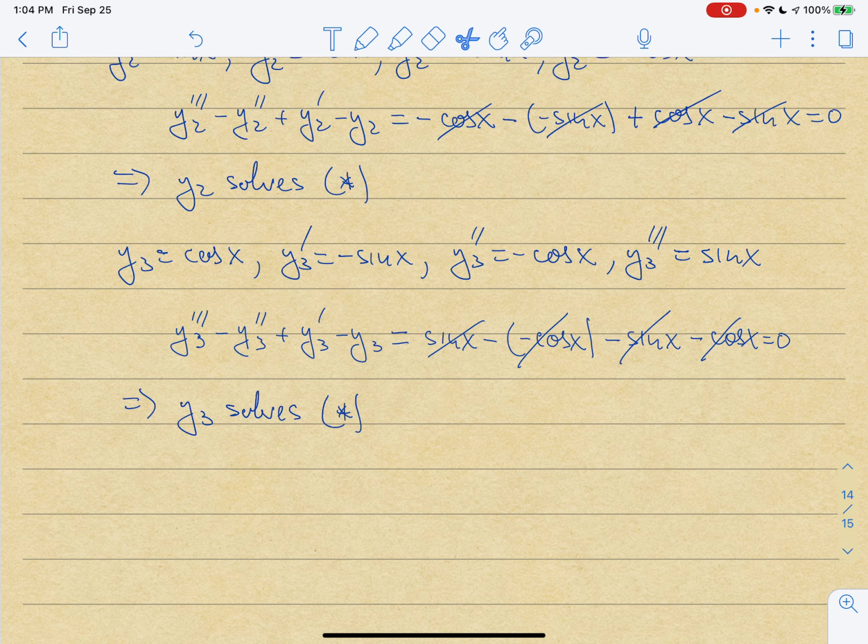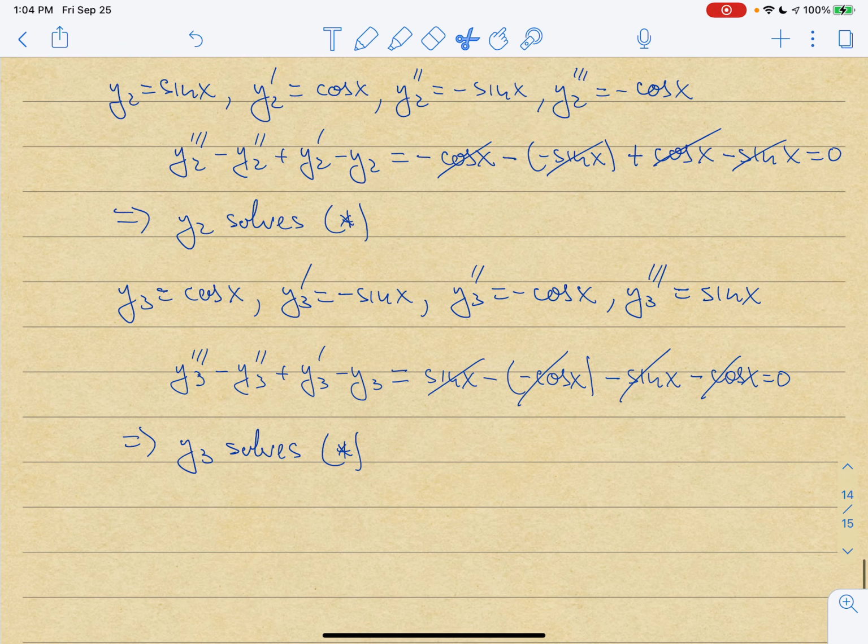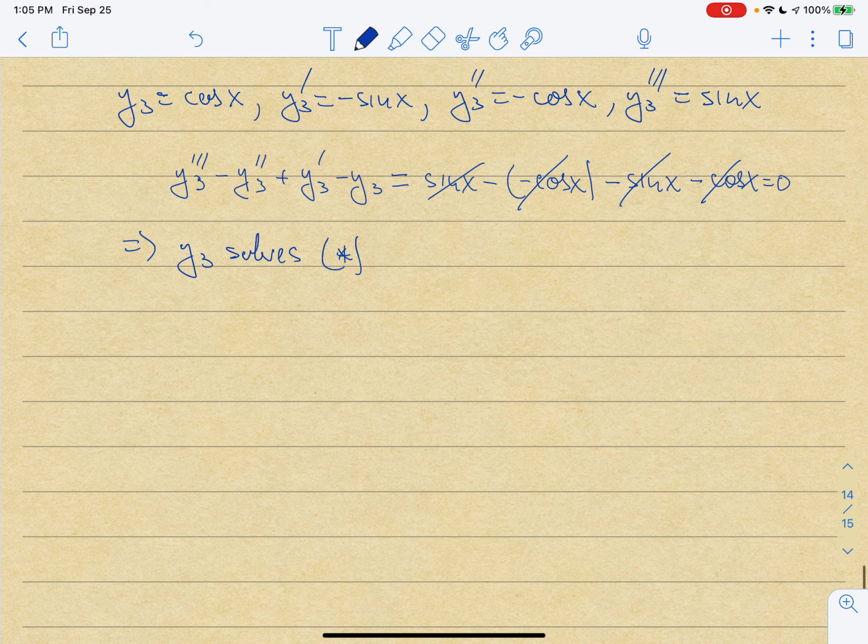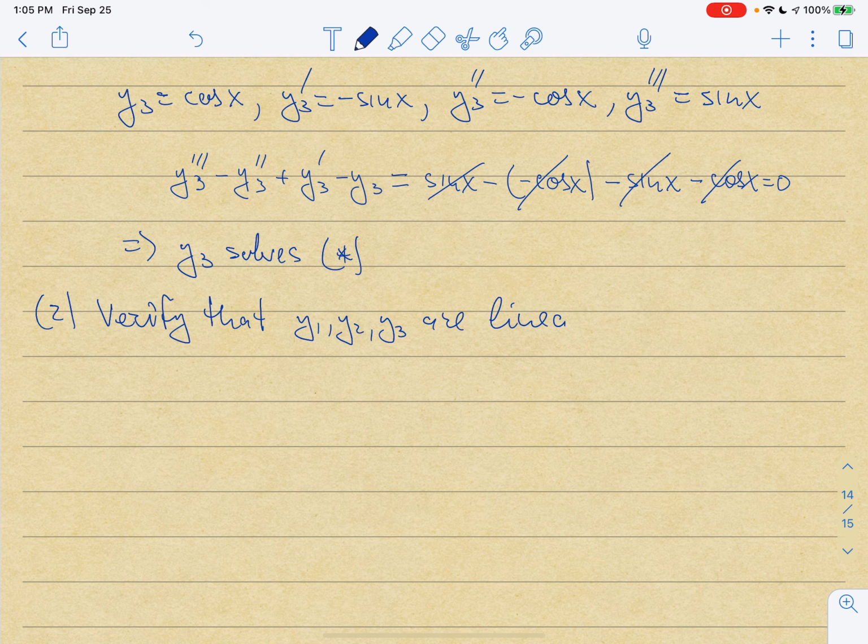So all three functions in this case are solutions of the ODE, and I just need to verify in order for them to form a fundamental set of solutions. The second step is to verify that y1, y2, y3 are linearly independent. And that I can do by computing the Wronskian.